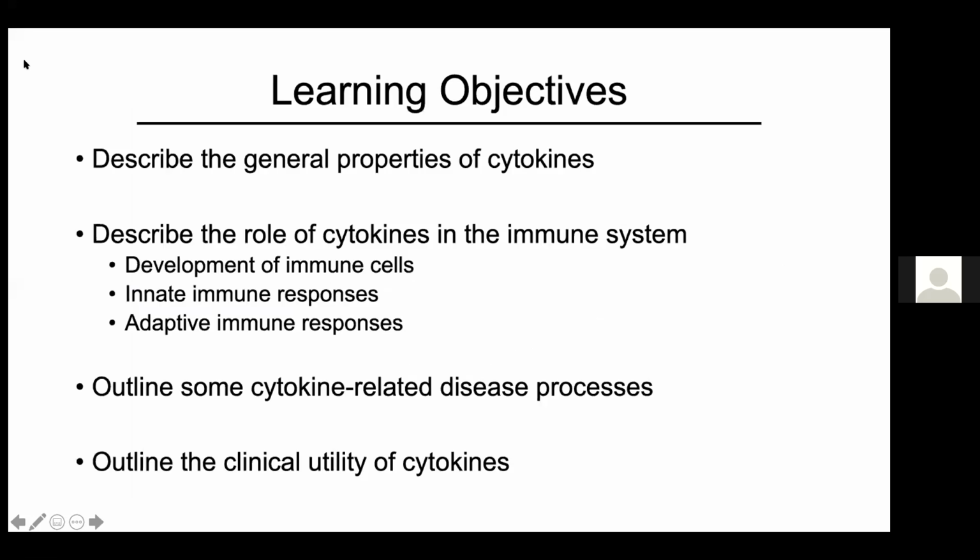So these are the learning objectives. By the end of this lecture, you should be able to describe the general properties of cytokines, describe the role of cytokines in the immune system, basically in the immune response. And just to summarize what cytokines do, they play a role in development of immune cells.